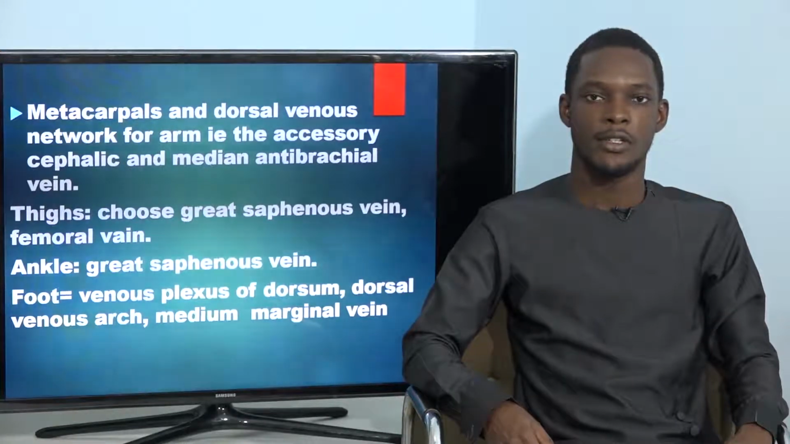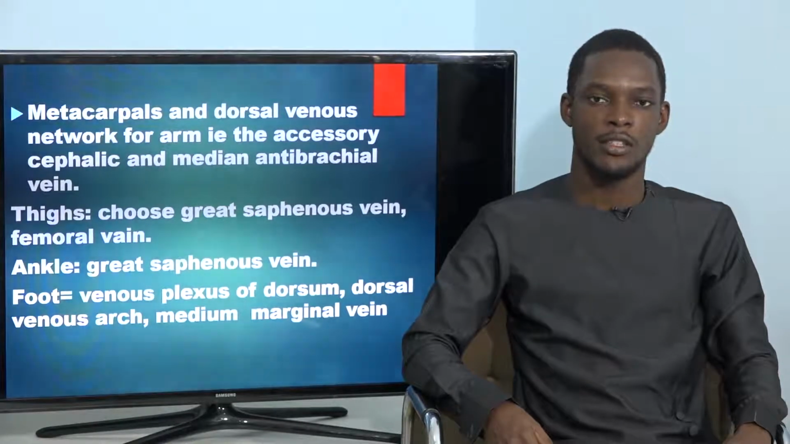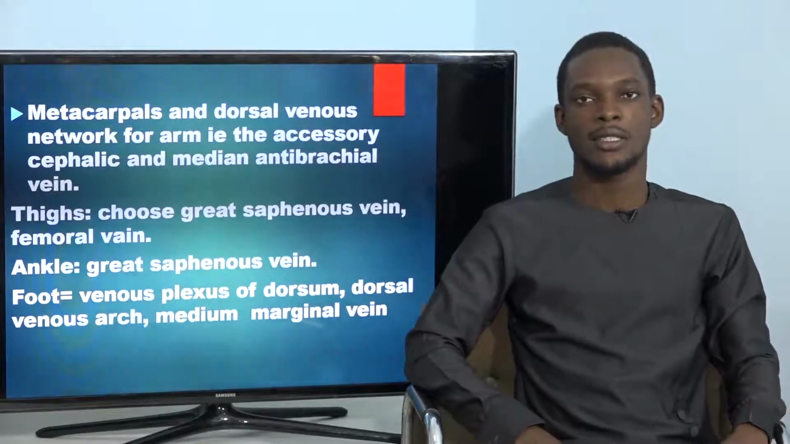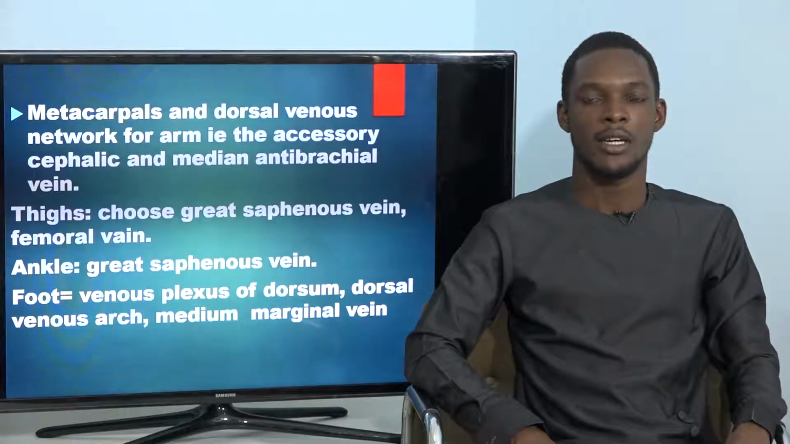Metacarpal and dorsal venous networks for the arm are also necessary to be considered when giving IV medication. In the foot, you may look at the venous plexus of the dorsum, the dorsal venous arc, or the median marginal vein. As discussed for the reading assignment of lesson 2, you were supposed to read about the IV system and about the circulatory pathway. That's the anatomy of blood vessels in the body.